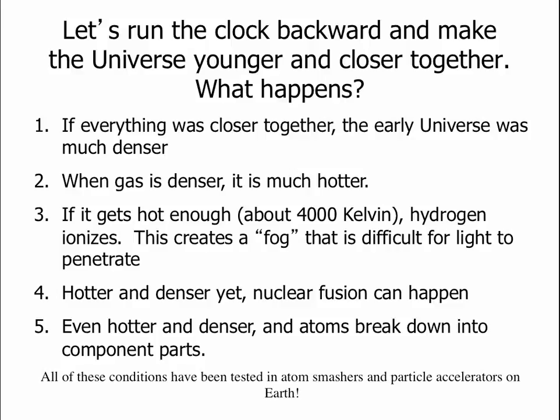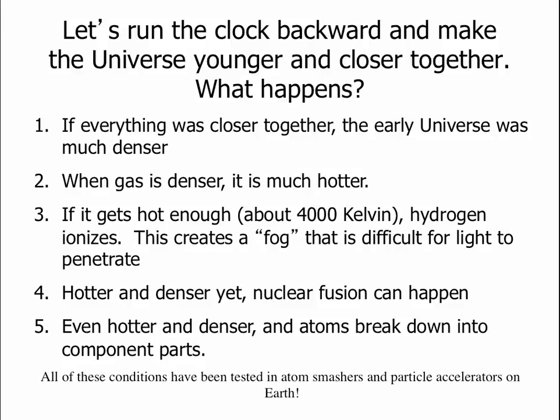So let's think about what happens going backwards. In the next mini lecture, we'll talk about what happens starting at the Big Bang and going forward, so we'll cover this again. But let's just think, if we made the universe get closer together as it was in the past, then the early universe was much denser. And we know that when gas is denser, it gets hotter.